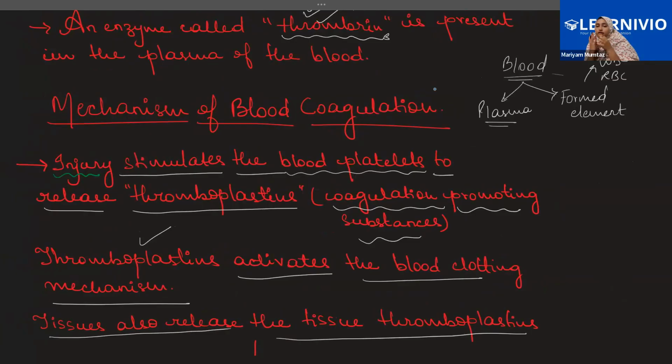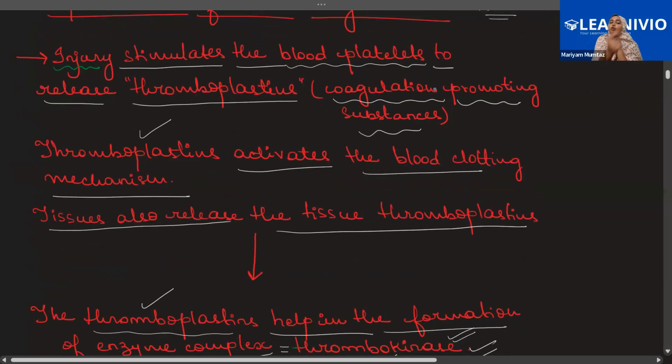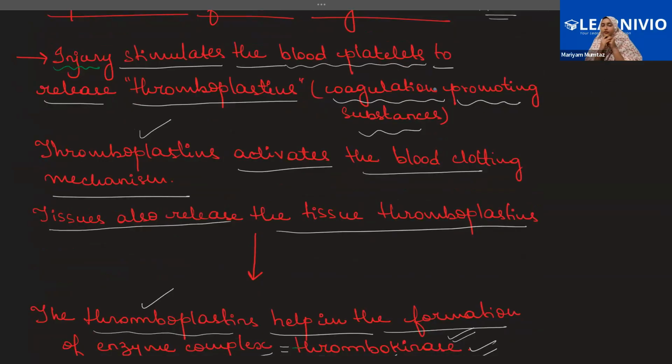release certain proteins called thromboplastins. Okay, thromboplastins are coagulation promoting substances. So as soon as the cut or the wound happens, our blood platelets get activated and they start releasing thromboplastin. Now this thromboplastin starts activating the whole entire blood clotting mechanism. Okay, it sends the message to the body that now we have to clot the blood.